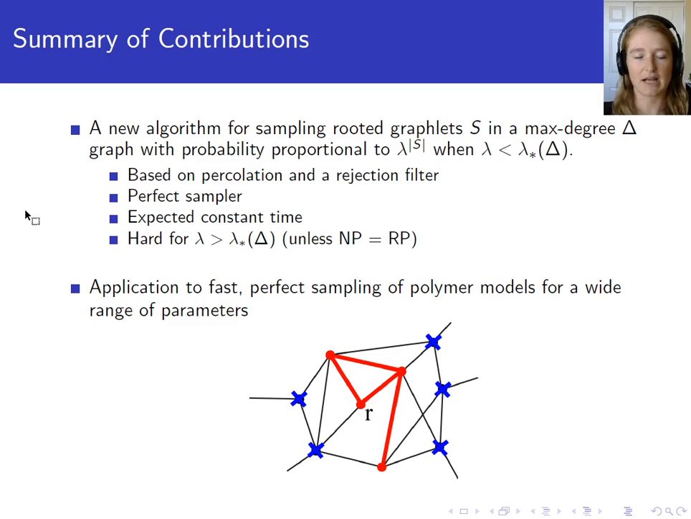And the main application gives us fast, perfect sampling for polymer models, which applies for a wide range of parameters and gives faster algorithms and a wider range of parameters than were previously known.